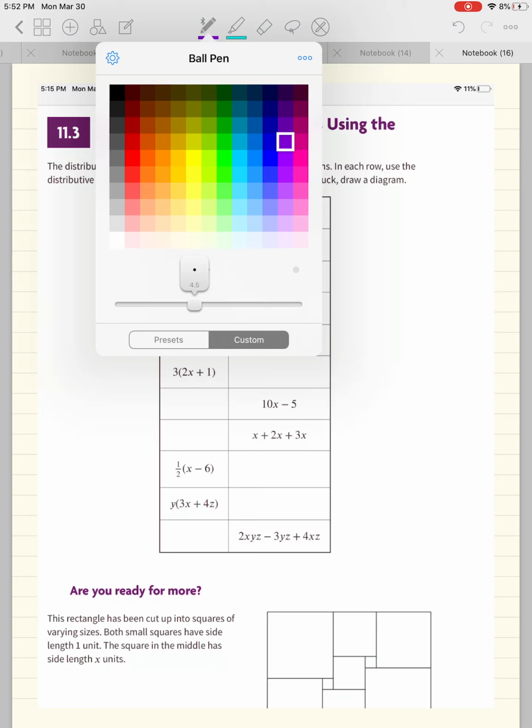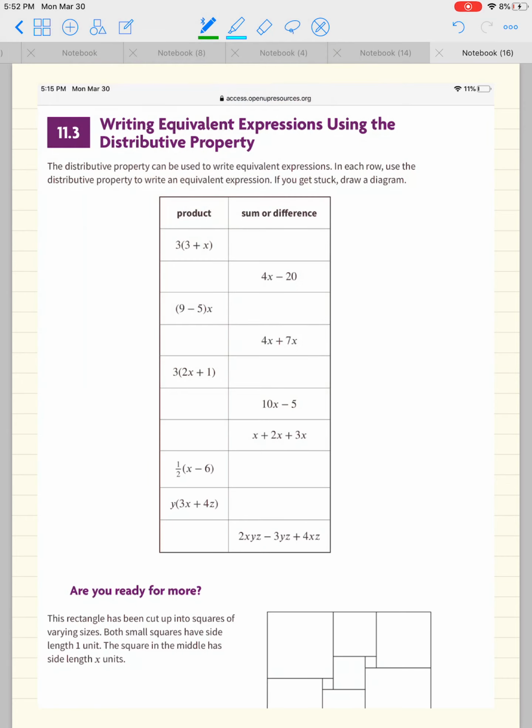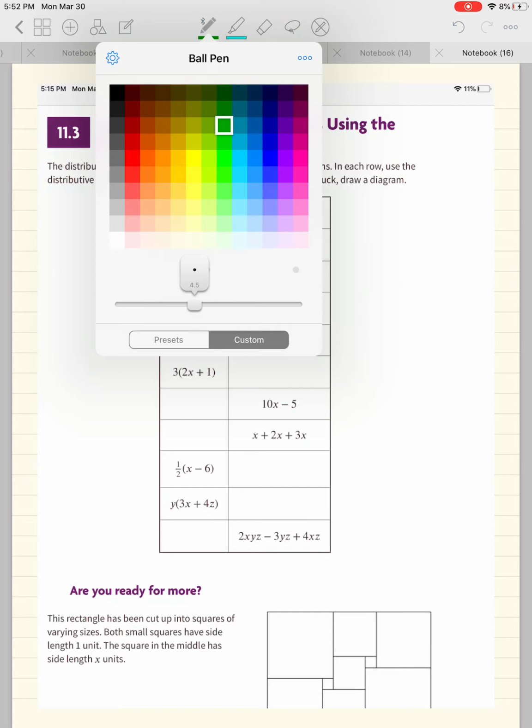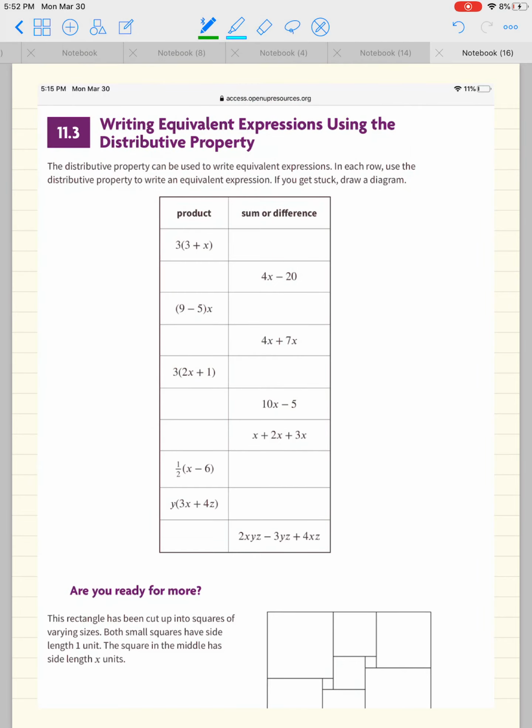Okay, 11.3. I'm not going to do all of these because I really want you guys to struggle with them and try to figure it out so that you can do this on your own. But I will do the first couple. We are trying to write an equivalent expression. For the first one, we have 3 times 3 plus x. In order to find the equivalent expression, I'm going to need to distribute the 3, or 3 times 3 plus 3 times x, and I'm going to end up with 9 plus 3x.